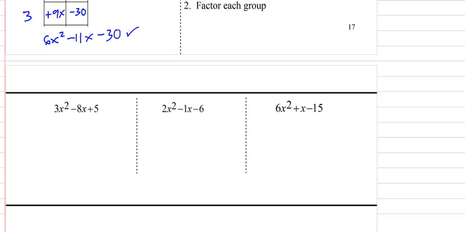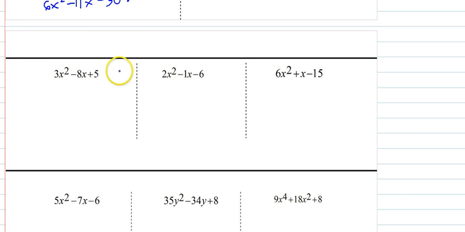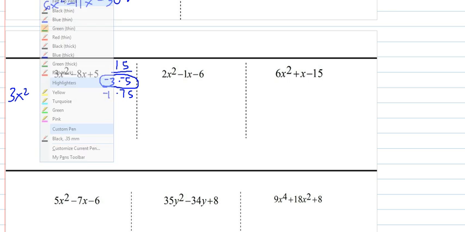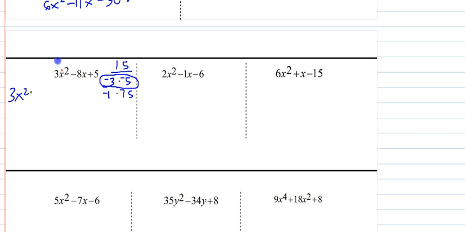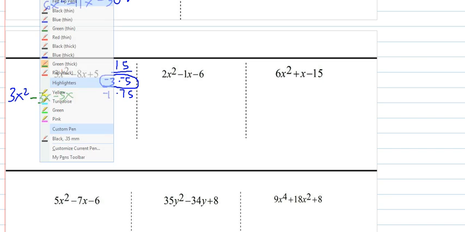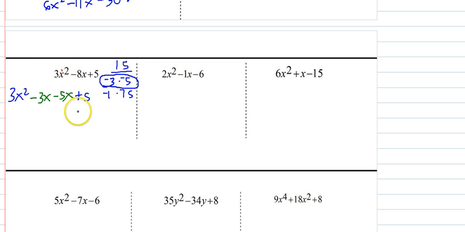Alright, let's try another one. So we have 3 and 5. That's 15. What are the factors of 15? 3 and 5, 1 and 15. And since it's plus, they both have to be negative because they must add up to a negative. And that's the ones right here. So we have 3x squared minus 3x minus 5x plus 5. And then check it again. Minus 3 minus 5 is minus 8.